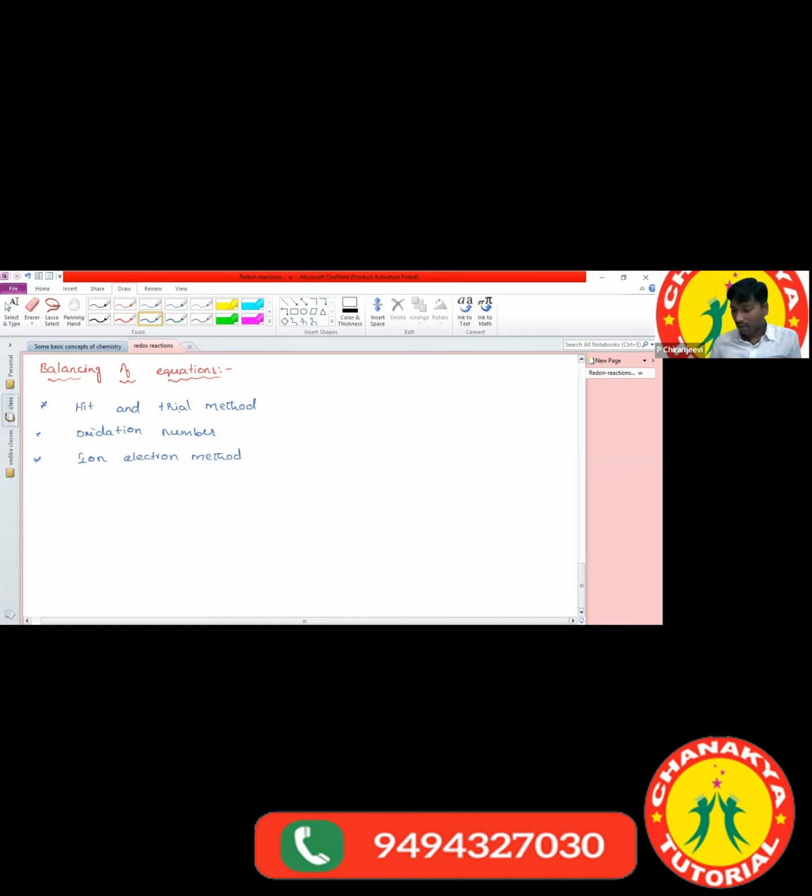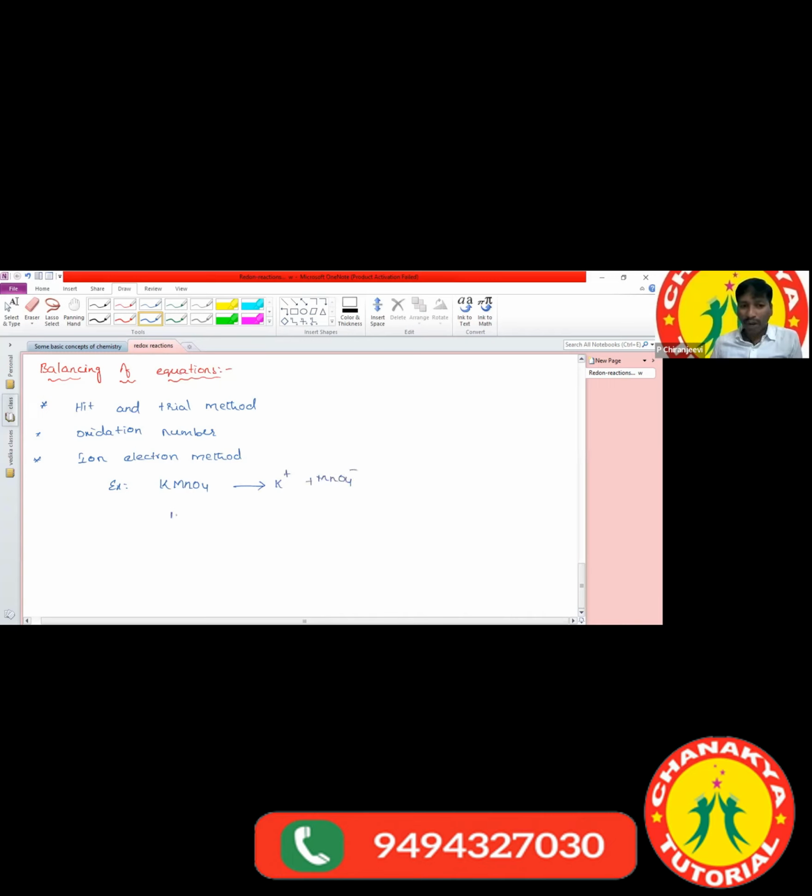For example, I'm taking KMnO4 as an example. KMnO4 is nothing but potassium permanganate. When KMnO4 undergoes ionization, what are the ions it forms, Sriyuta? Potassium permanganate undergoes ionization: K plus and MnO4 minus. Very good, ma. K plus and MnO4 minus.